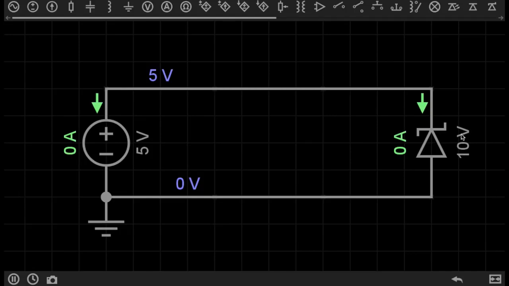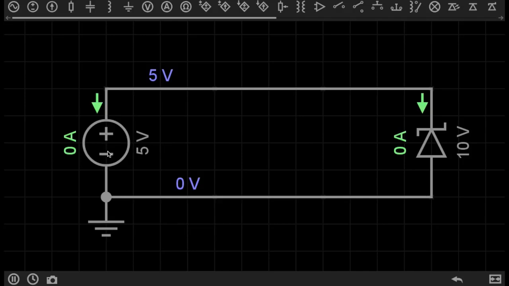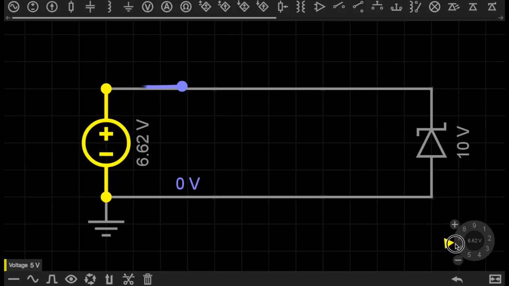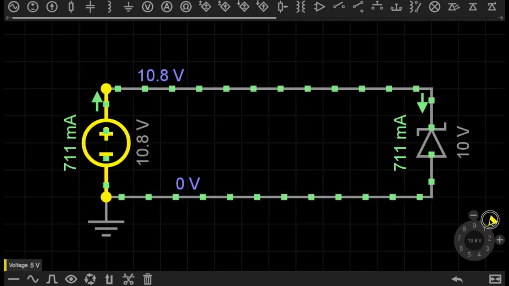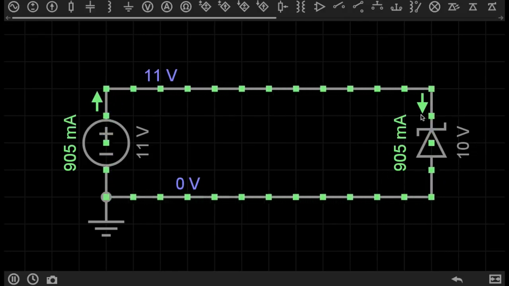So this Zener diode is currently reverse biased and is preventing current flowing through the circuit. This Zener diode has a specific breakdown voltage of 10 volts, and I am currently supplying 5 volts to the circuit. So in this case, current is not flowing through the circuit. However, let's have a look what happens when I increase the voltage to the circuit above the Zener diode's breakdown voltage. And as you can see, as I move above 10 volts, current starts to flow through the circuit because the Zener diode's breakdown voltage has been exceeded.